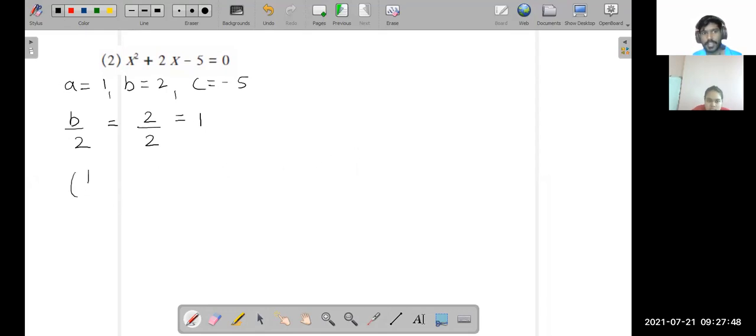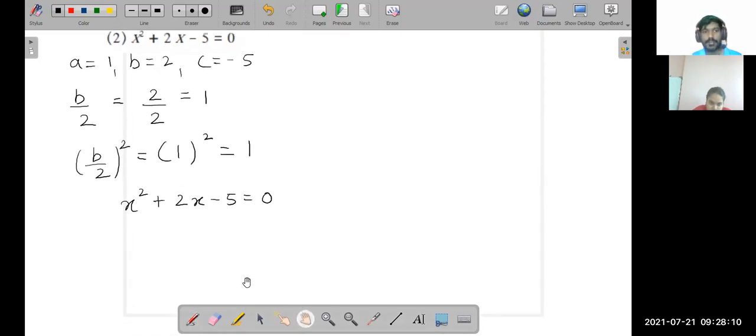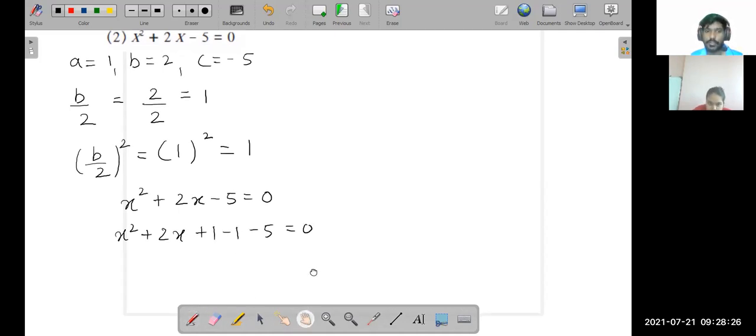Now, next you find out b upon 2 the whole square. So b upon 2 is 1, so you have to find out 1 square, which is 1. Then you write x squared plus 2x minus 5 is equal to 0. And then you add and subtract 1. So x squared plus 2x plus 1 minus 5 equal to 0. This we are doing just because it is included in the step. After this step, we are directly using the formula.